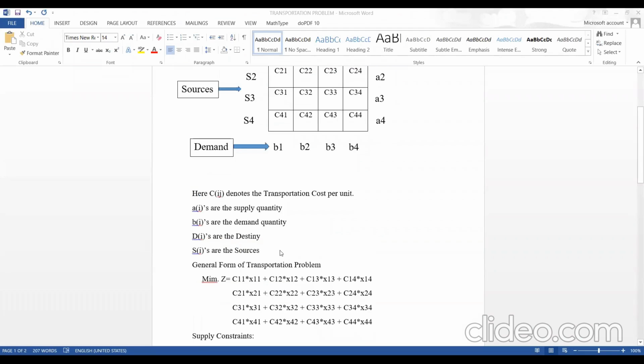Okay, now see, the next part is the general form of a transportation problem. What is the general form? It is very simple. As I already told you, it is a kind of minimization problem. So obviously the objective function you need to minimize, so minimum Z is equal to what?